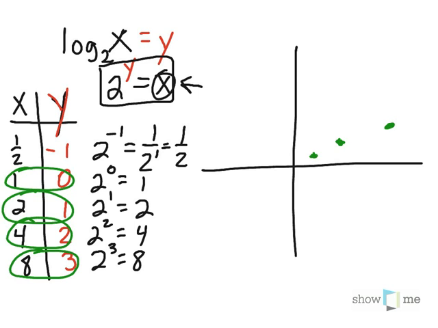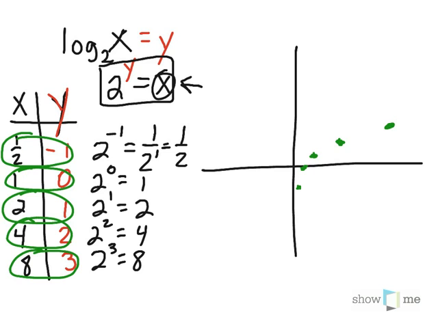1, 0. So 1 on the x-axis, 0 on the y. Going to be right on here somewhere. And our last one says 1/2, -1. So we're going to be somewhere right about here.